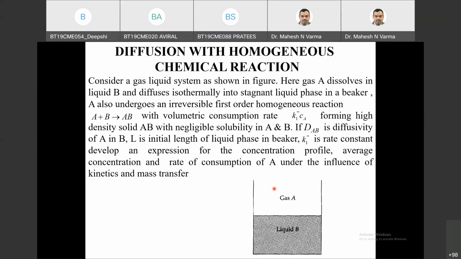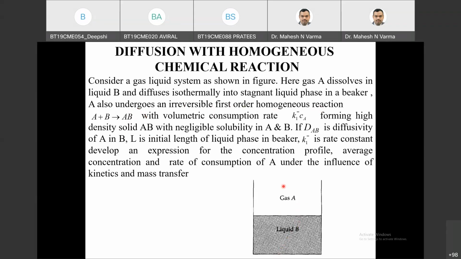So what is happening? This gas A will dissolve in liquid B and diffuse isothermally. It means that the temperature of the liquid is assumed to be constant, and the diffusivity of A in B is constant throughout. So A is dissolved in B and then diffusing in liquid B. A also undergoes an irreversible first order reaction.